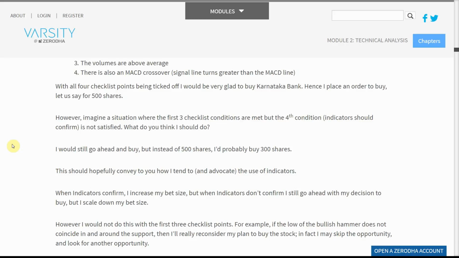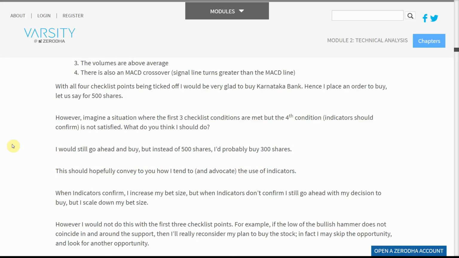This should hopefully convey to you how I tend to use, and advocate the use of, indicators. When indicators confirm, I increase my bet size. But when indicators don't confirm, I still go ahead with my decision to buy, but I scale down my bet size. However, I would not do this with the first three checklist points.